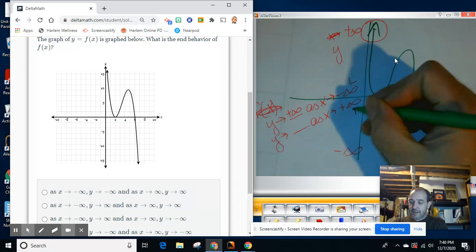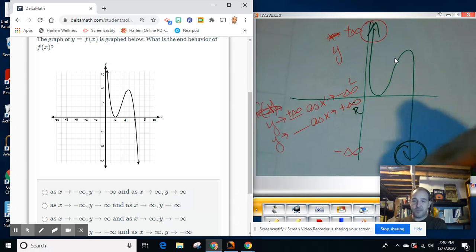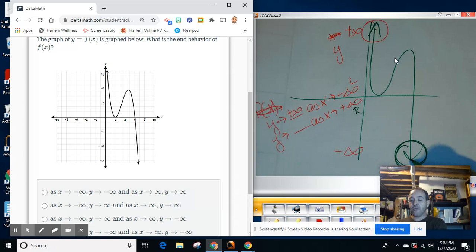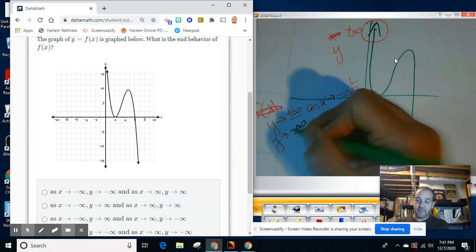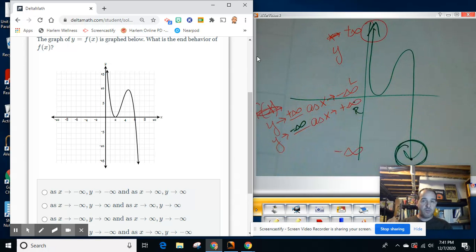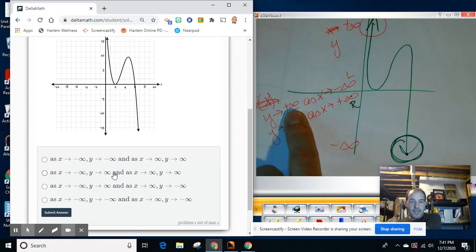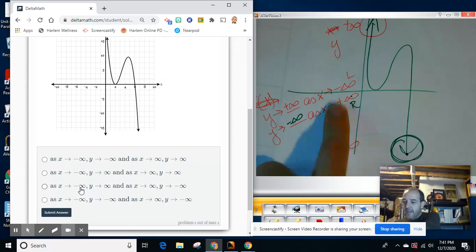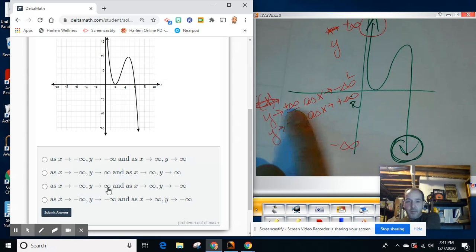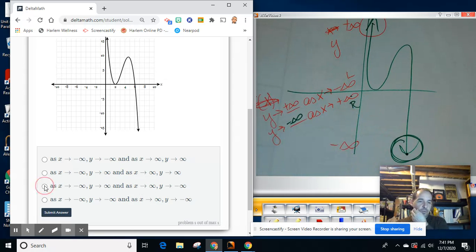Then, as my graph goes to the right, here's the right side of my graph. Is this arrow going up towards positive infinity or down towards negative? Down towards negative. So this is what I'm looking for, this pair. So let's see here. Negative, negative, no. Negative, positive. Negative for x, positive for y, yes. Positive and positive, nope. Still looking. Negative x, positive y, positive x, negative y. That's the one we want.